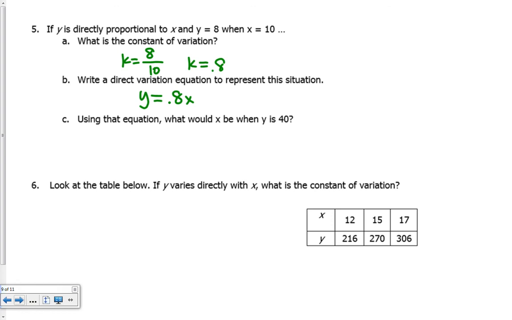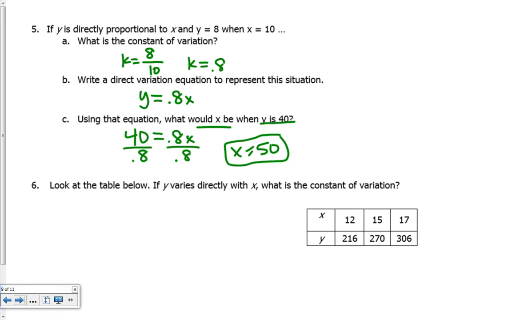C, using that equation, what would x be when y is 40? Well, they gave me y, so 40 equals 0.8x. I divide by 0.8, so x would equal 50. Okay, again, those same three steps you can use over and over and over.